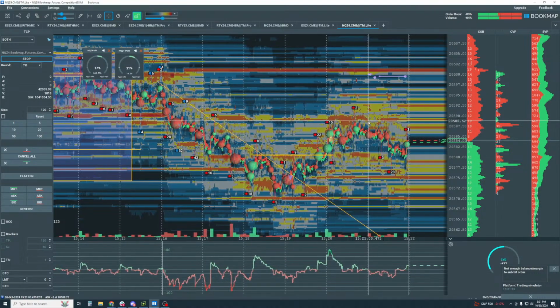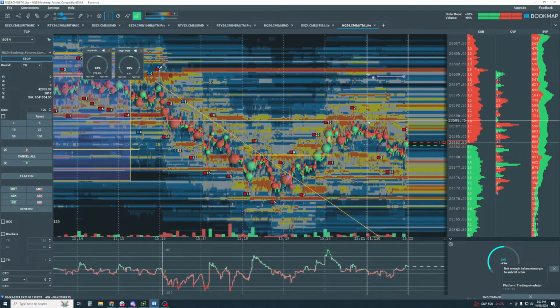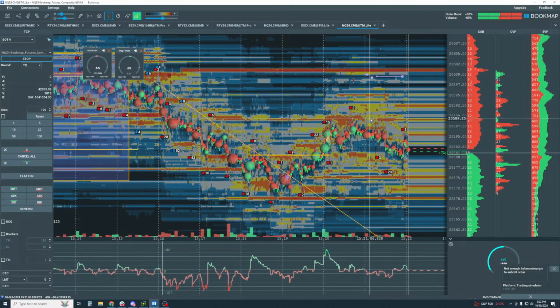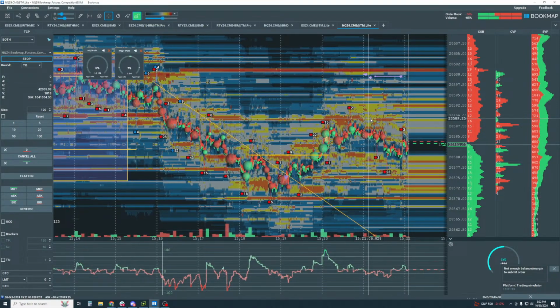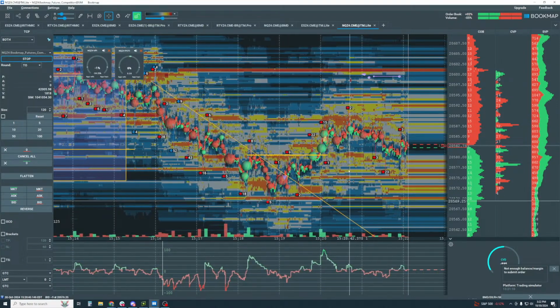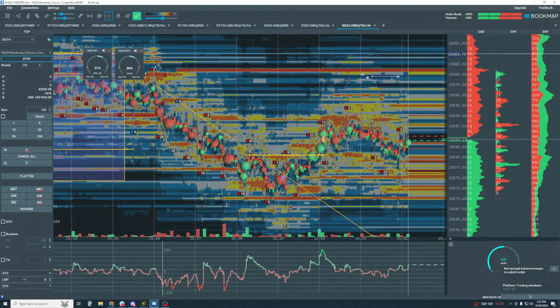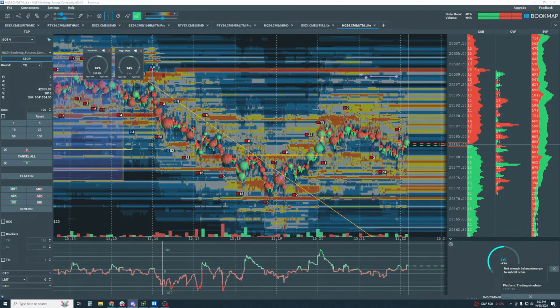Okay, you can still see those games played in the DOM. It's just very different now. The speed, okay, and the algos, but the supply and demand remains the same.